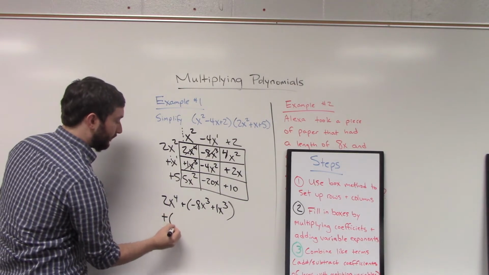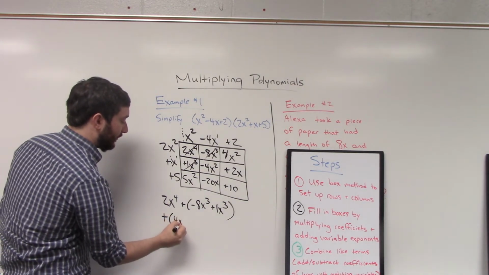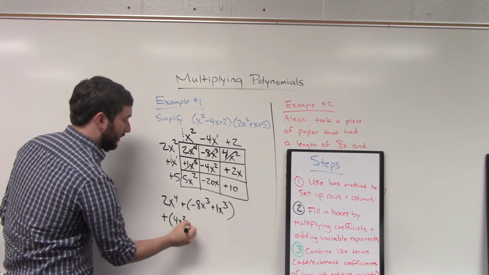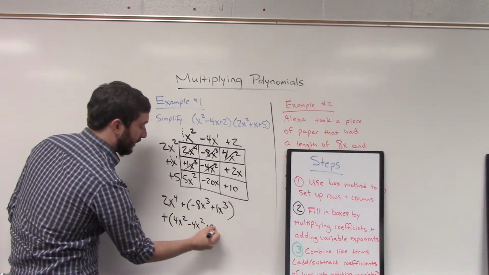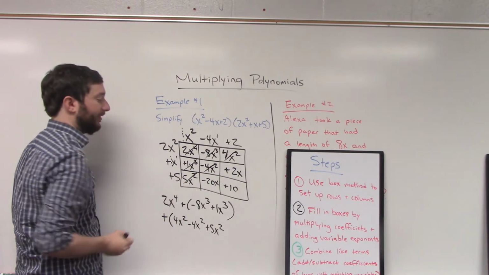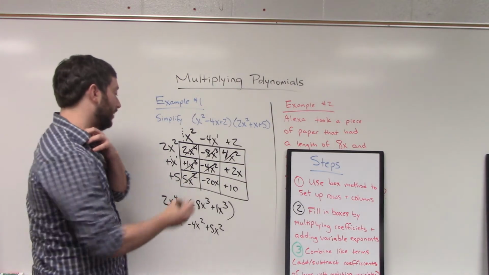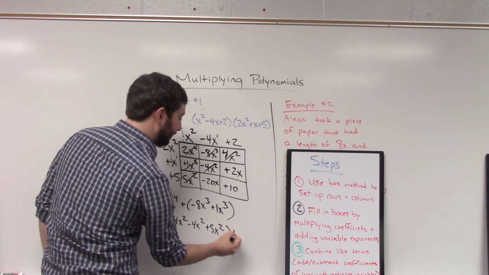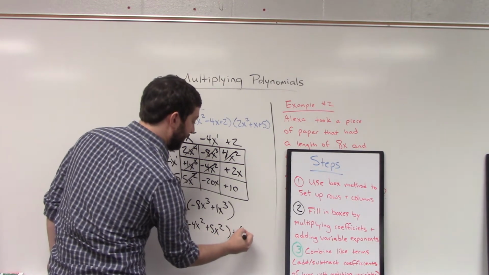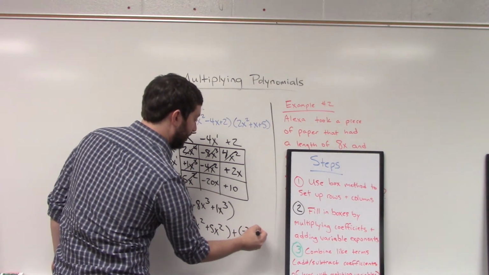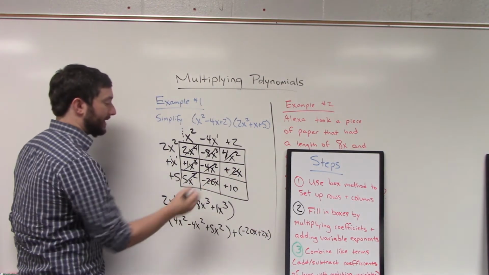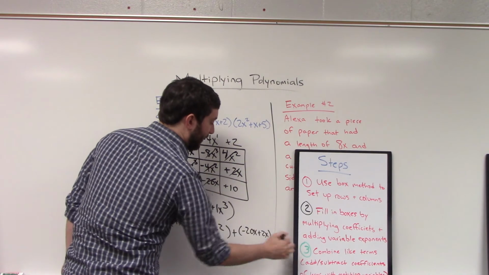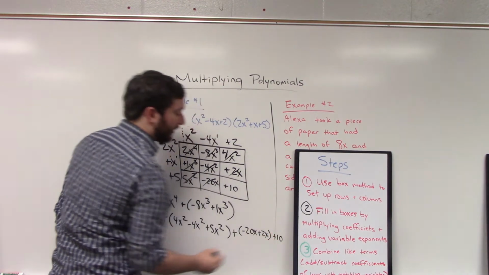So that would be a positive 4x squared up at the top, a negative 4x squared in the middle, and a positive 5x squared bottom left. Okay. Next set of terms that we can combine: negative 20x, positive 2x. And lastly, that positive 10 can't be combined with anything else, so we're just going to leave that by itself.